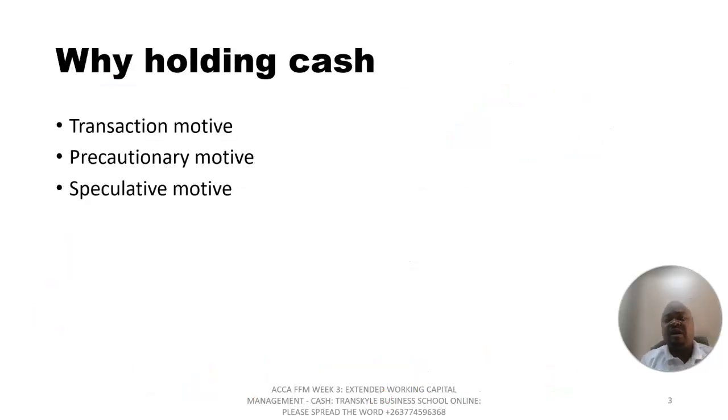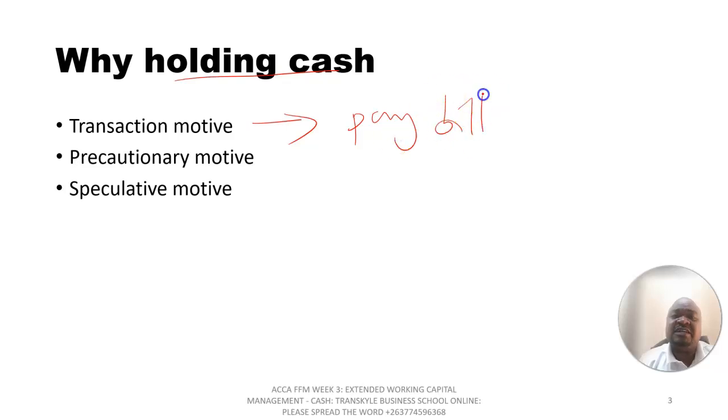Let's move on. Now, the question that comes is, why on earth do we have to hold cash? So there are 3 main reasons or motives why businesses keep cash. The first motive is the transaction motive. This is the idea that we need to have cash in our safe so that we'll be able to pay our bills as they fall due, to pay bills, to pay salaries, etc., or other utilities. All right, so for us to be able to do some transactions, we need to have cash on our side.